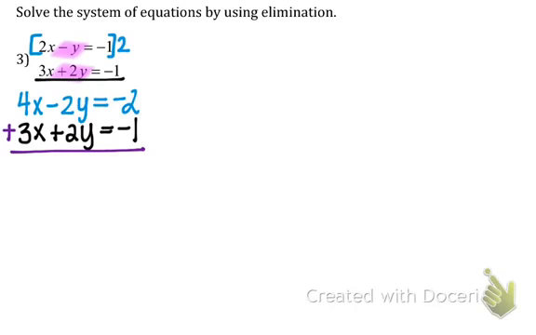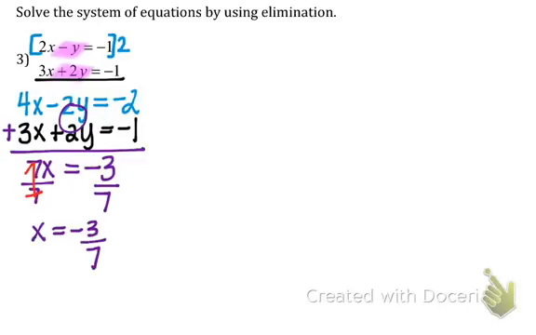In this case, 4x plus 3x does not cancel. That will be 7x. What cancels are the y's, just like we set it up for. Minus 2y plus 2y cancels out to 0. So we are left with 7x is equal to negative 2 plus negative 1, which is negative 3. I'm almost done solving for x. I just need to divide by 7 on both sides, so x is equal to negative 3/7.